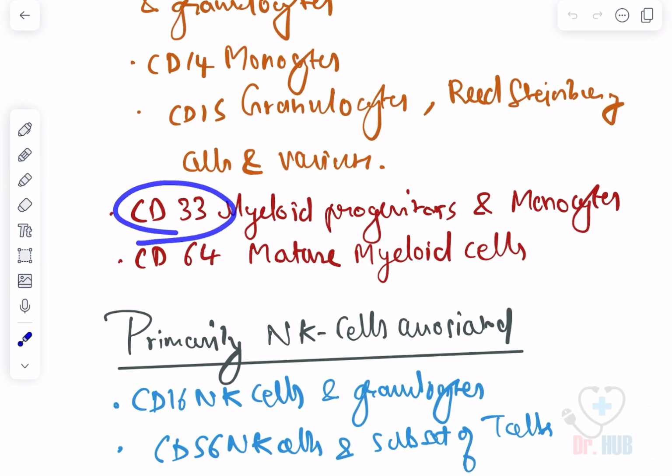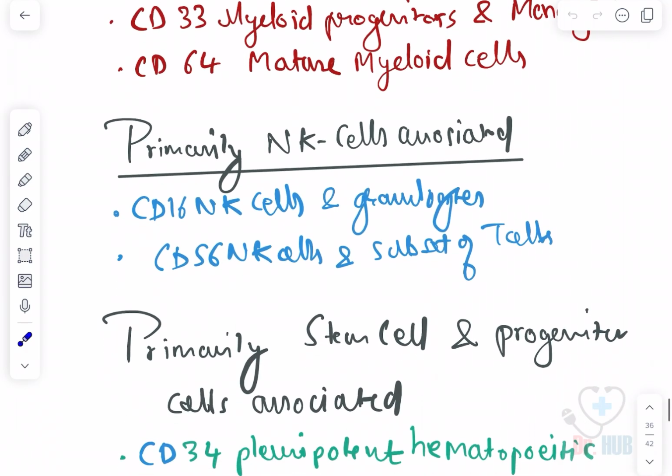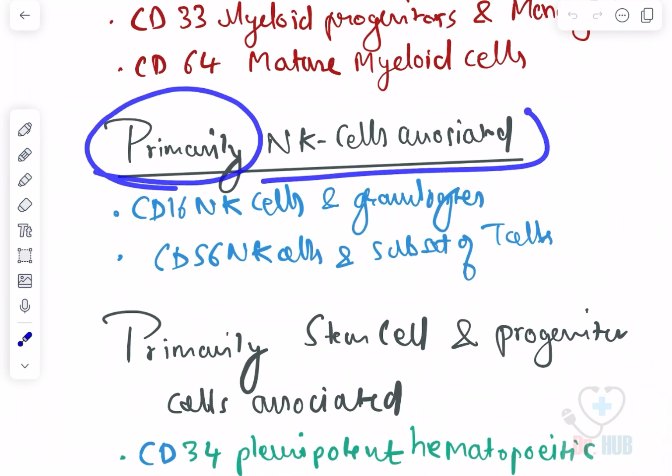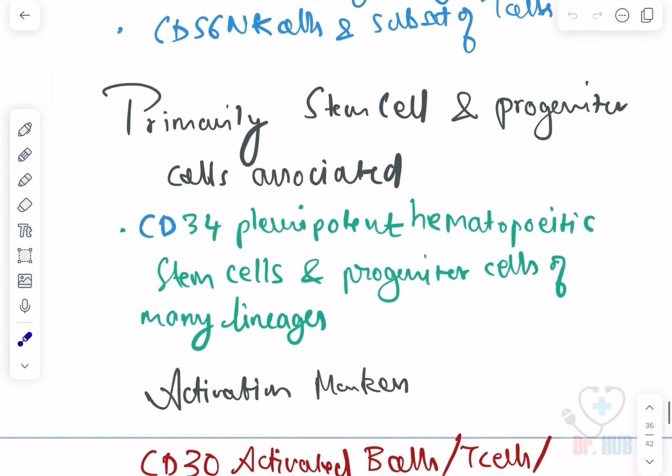Then the CD33, that is the myeloid progenitors and the monocytes. Then the CD64, that is the matured myeloid cells. Then primarily the NK cells associated. This is the CD16, NK cells and the granulocytes. Then the CD56, NK cells and the subset of the T cells.